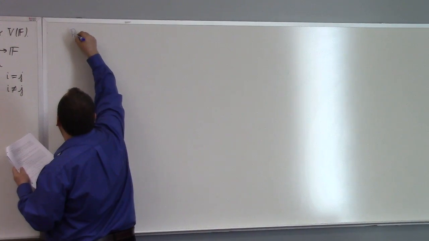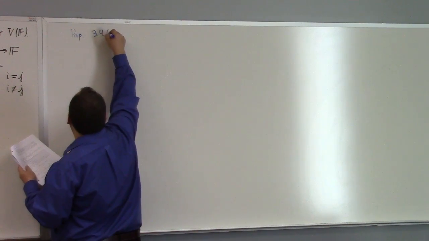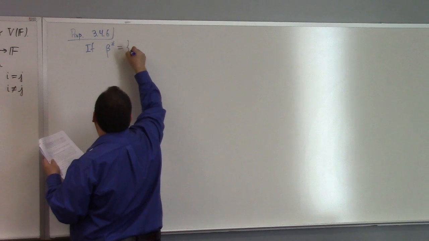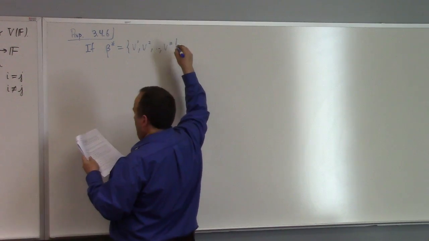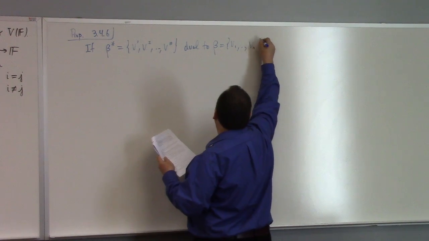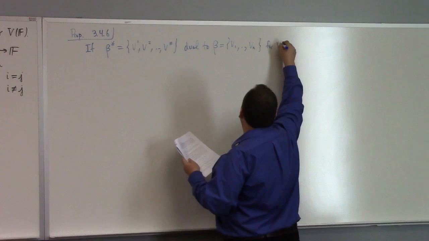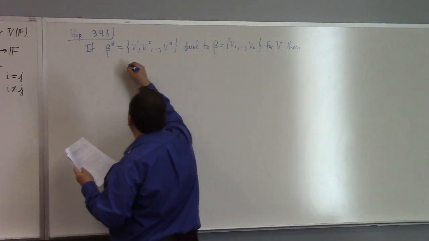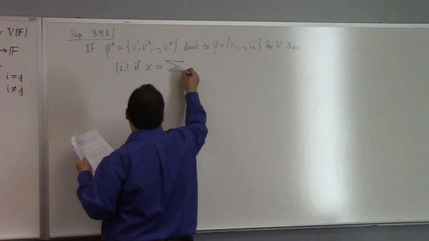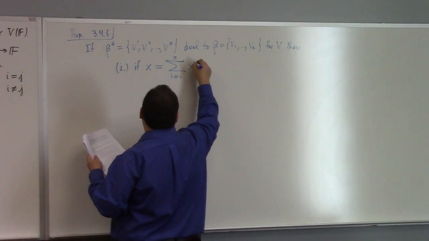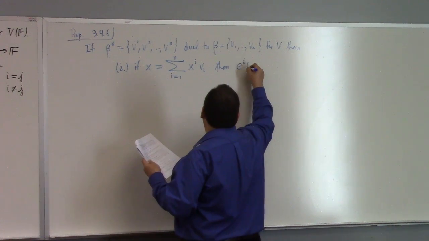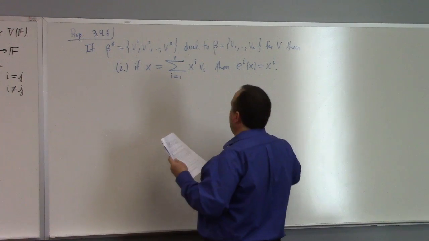here's the proposition, 3.4.6. And it says if beta dual is as I just said, dual to beta for V, then point number one, if x is equal to the sum i equals 1 to n of x upper i v lower i, then v upper i of x is equal to x upper i.